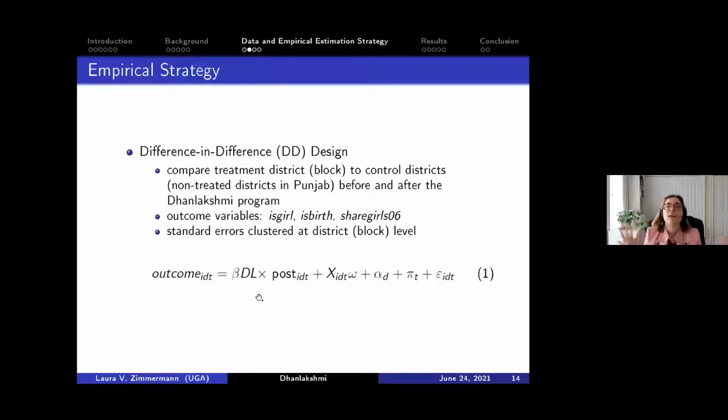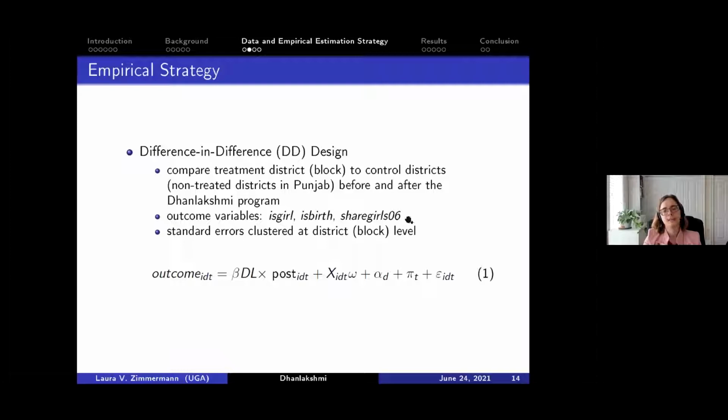In terms of empirical strategy, we're using a difference in difference design, and in our preferred specification, what that will mean is that we're going to compare the treatment district to other control districts in the same state, so in Punjab, before and after the Dhanlaxmi program was implemented. Our main outcome variables, at least initially, are going to be this dummy variable is girl, which is going to be equal to 1 if a birth was a girl rather than a boy. And then this other dummy variable is birth, which is going to be equal to 1 if a woman had a birth in a given year.